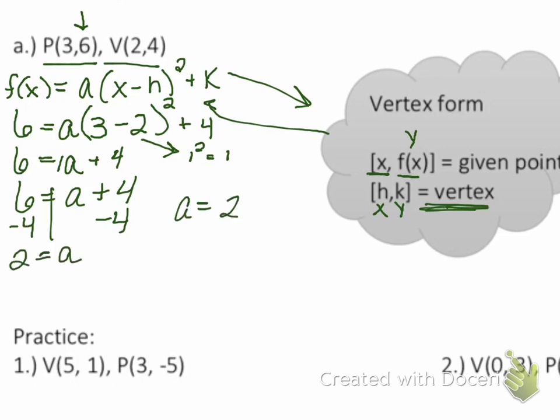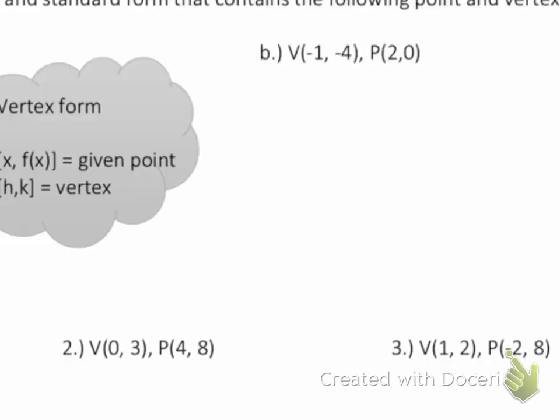And that's what I needed to write something in vertex form. So now I'm going to say, okay, f of x is equal to my a value of 2 times (x minus my given h value, which was 2) squared, and then plus my 4. So I did all that work just to find a. So now let's look at the second example.